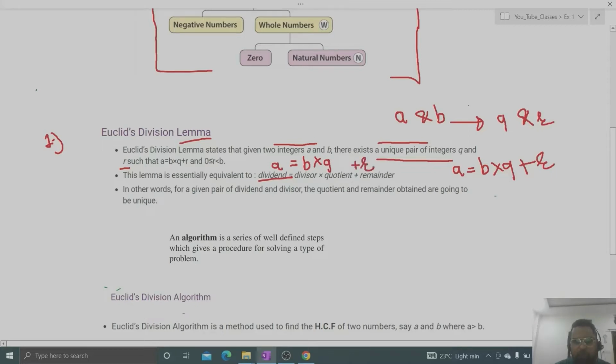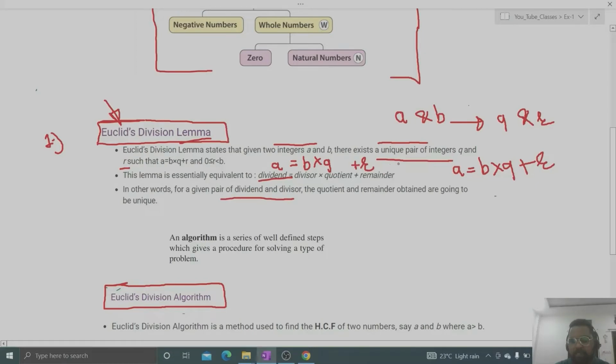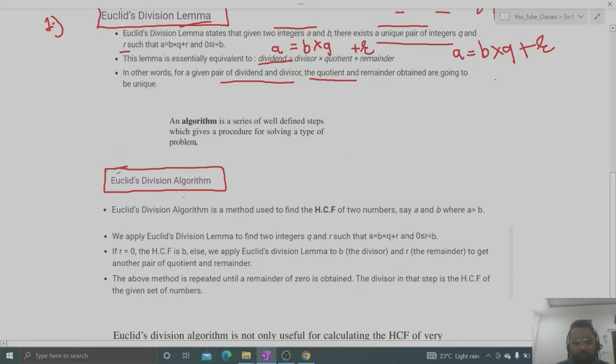So where is this Euclid's division lemma useful? We will see it in Euclid's division algorithm, where this lemma is actually used. In other words, we can also say that for a given pair of dividend and divisor, the quotient and the remainder obtained for this particular pair a and b will be unique. I will give you an example in just a minute, just keep patience.